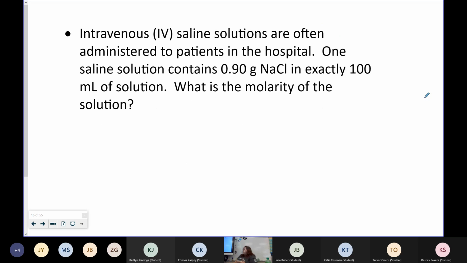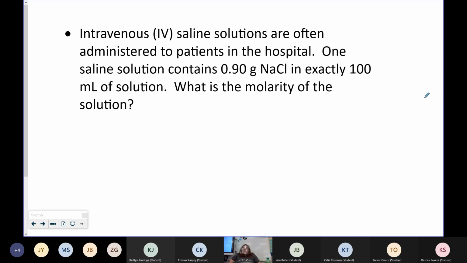Here's what a molarity problem would look like. Intravenous or IV saline solutions are often given to patients at the hospital. One saline solution contains 0.90 grams of sodium chloride in exactly 100 milliliters of solution. And we want to know what's the molarity of the solution.